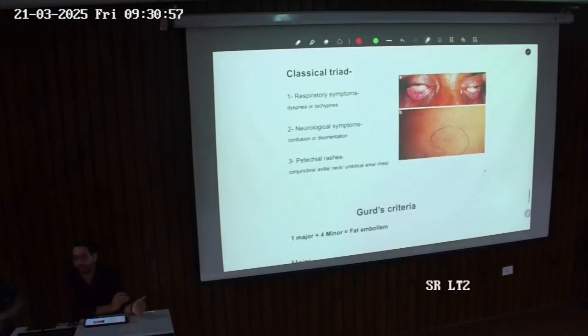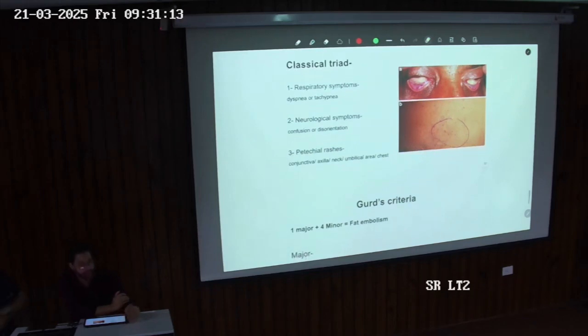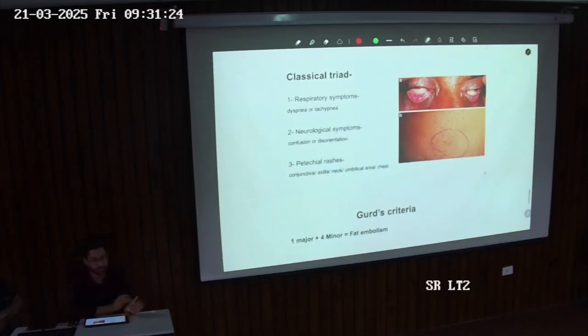In fat embolism, a classical triad is present, triad meaning 3 parts. That is, respiratory symptoms, that is dyspnea or tachypnea. Neurological symptoms, where the patient will be in confusion and disorientation. And the third will be petechial rashes over the conjunctiva, axilla, neck, umbilical region or chest. These are the 3 classical triad.